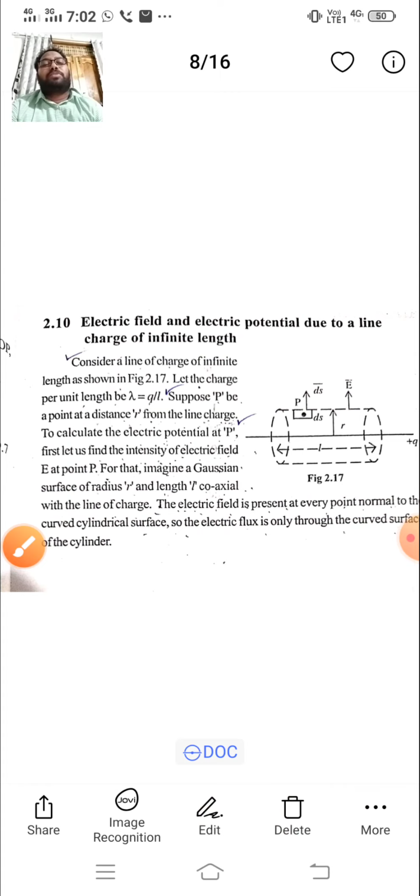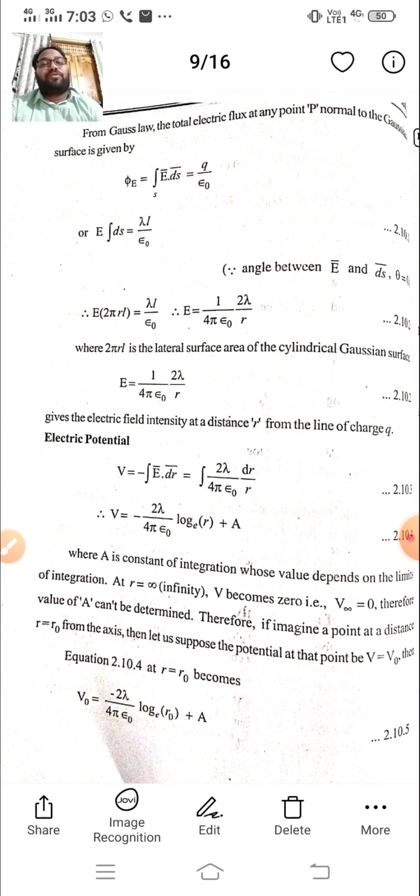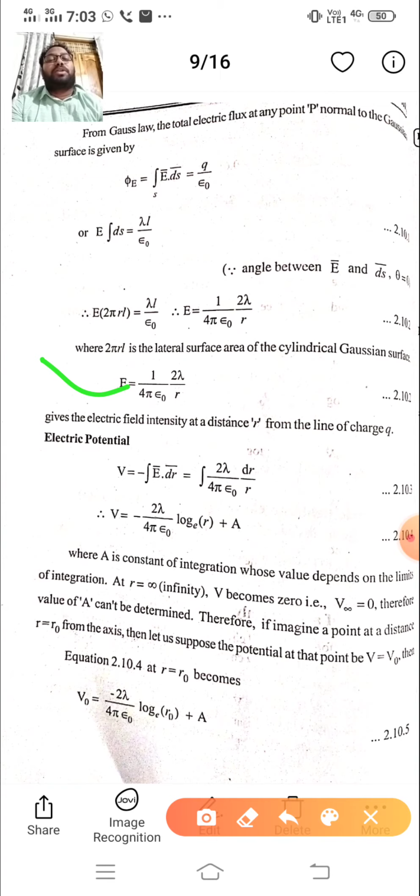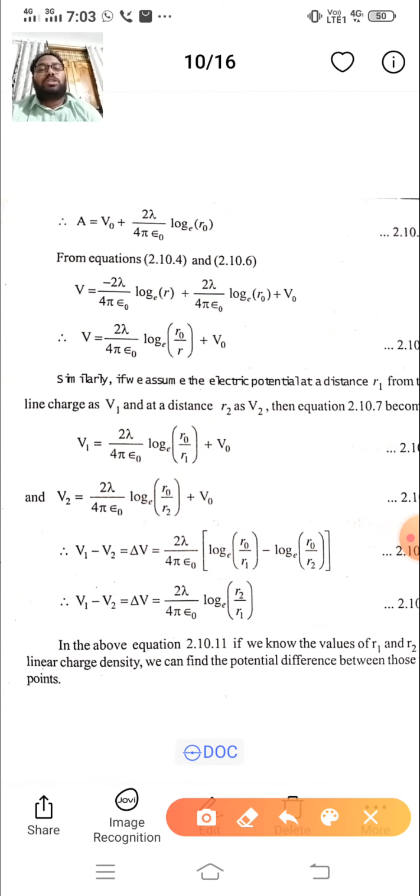And the next concept is electric field and electric potential due to a line charge of infinite length. In this concept, we already found that E equals 1 by 4 pi epsilon into 2 lambda by R, and V equals 2 lambda by 4 pi epsilon into log to the base e of r2 by r1. So this one is electric field intensity and electric potential due to a line charged conductor.